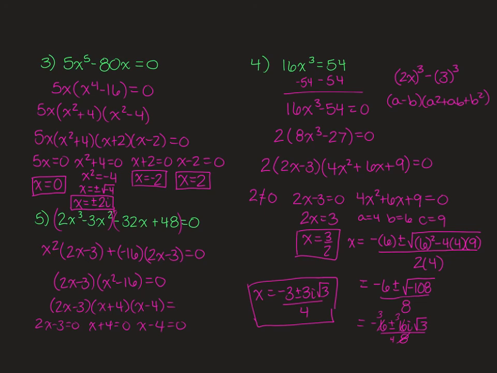So 2x minus 3, add 3 to both sides, and then divide by 2. You will get x is equal to 3 over 2. So that's your first factor. X plus 4, subtract 4 from both sides. You will get x is equal to negative 4. And then x minus 4, add 4 to both sides. You will get x equals 4. And those are your three solutions.